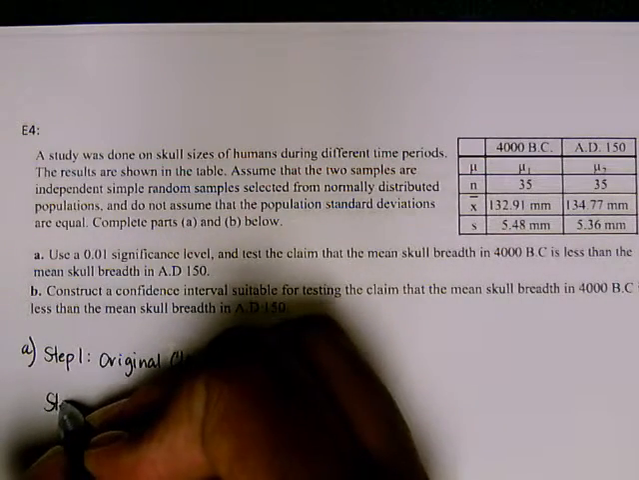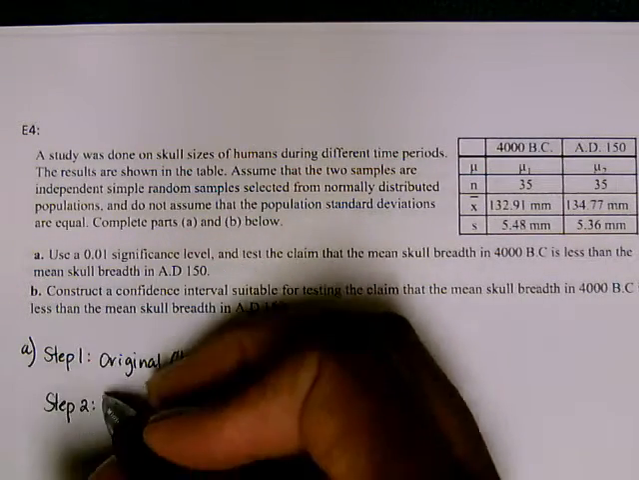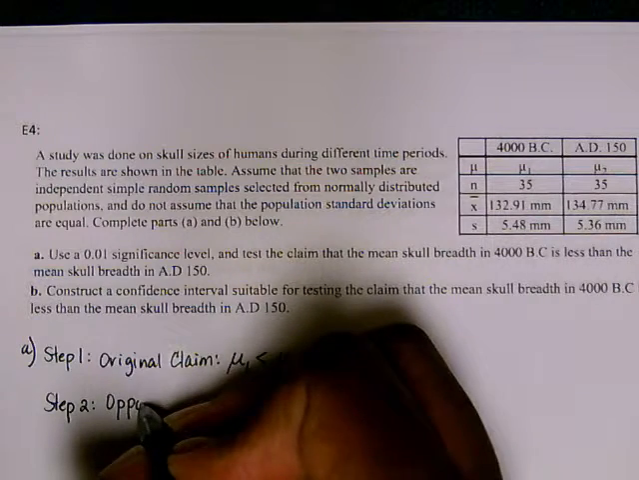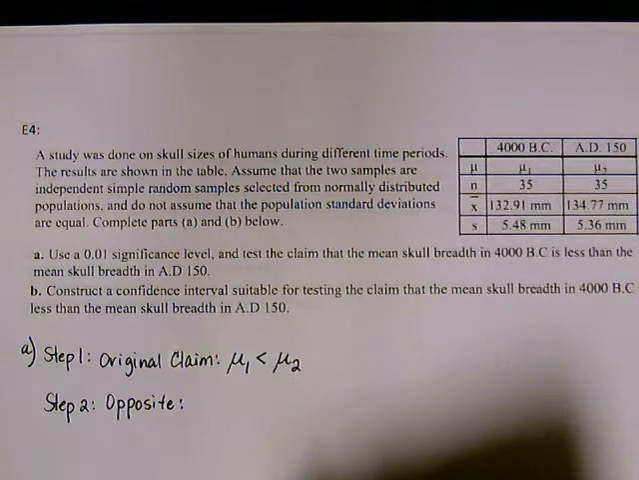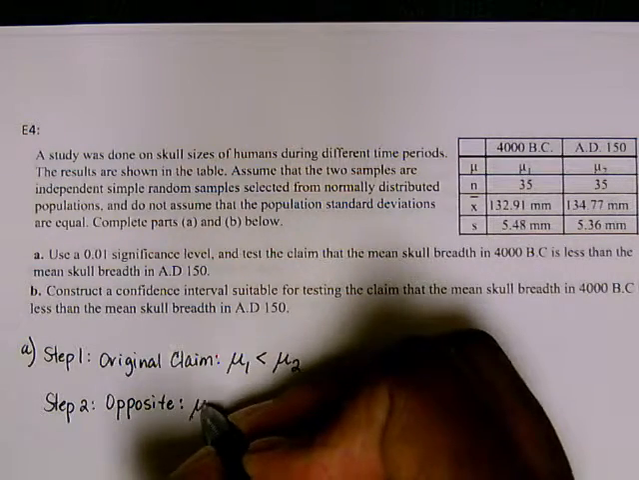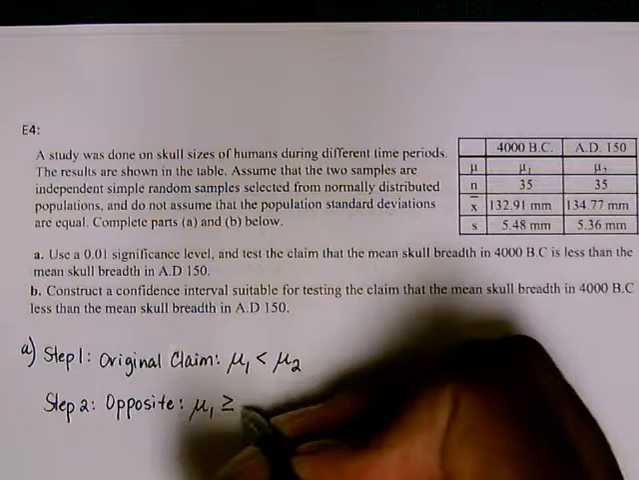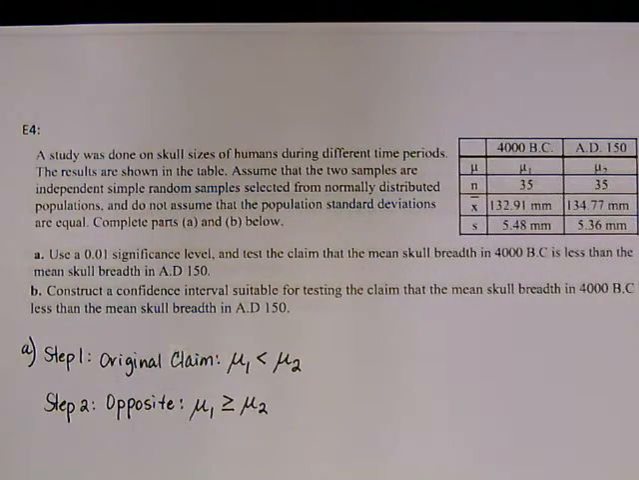And then step number 2 is the opposite of the original claim. The opposite of less than will be greater than or equal to, so that means mu sub 1 is greater than or equal to mu sub 2.